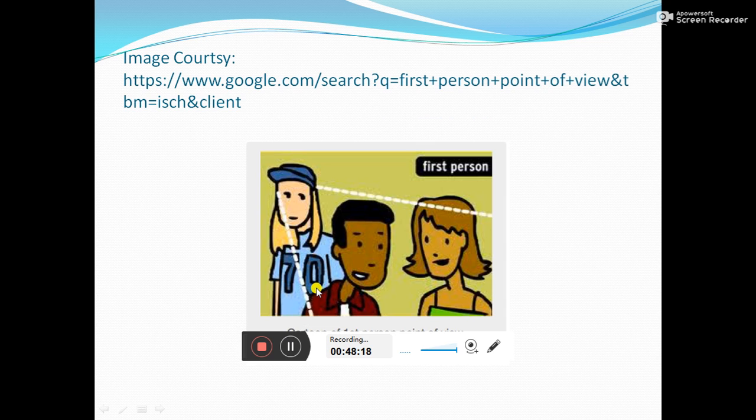See this particular cartoon, first person, right? Here, this character is a participant in the story, and he or she will tell about what he or she has witnessed, right?